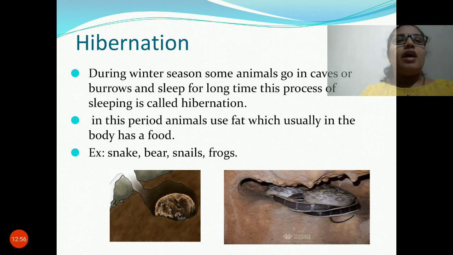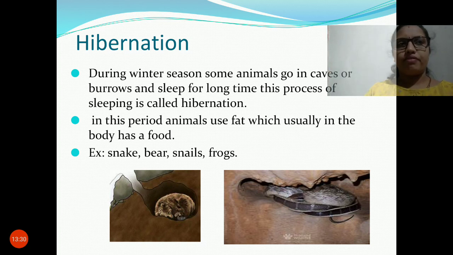Then hibernation. Hibernation is one of the processes. We will see what this is. During winter season, some animals go into caves or burrows and sleep for a long time. This process of sleeping is called hibernation. In the winter season, the weather will be very cold. At this time, a few animals will go to the burrows or caves and sleep for a long time.